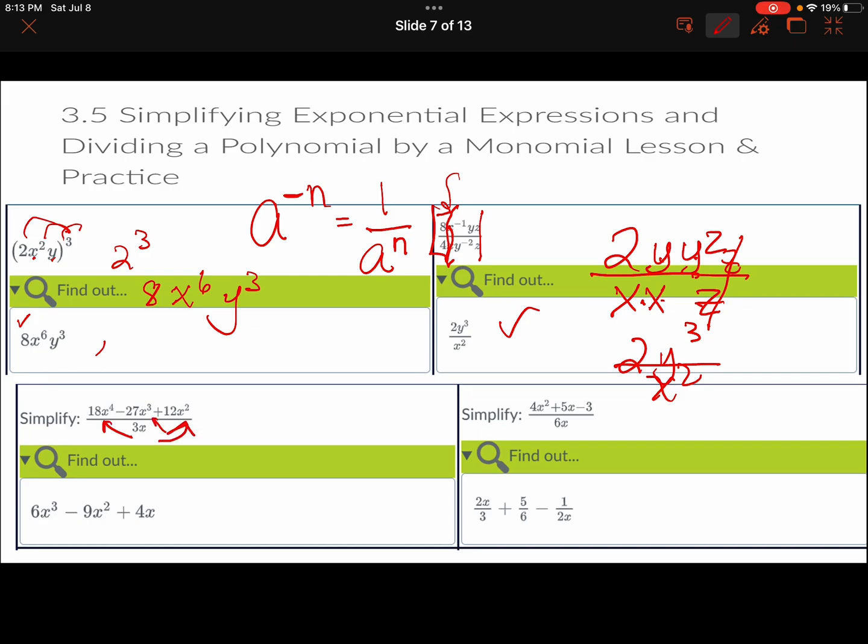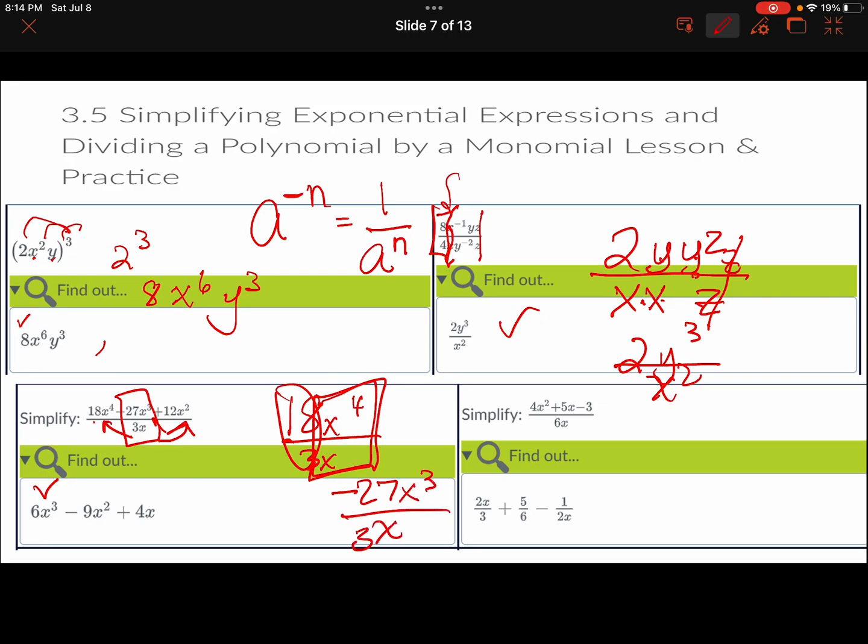Pay attention to sign. So 18x to the 4th over 3x is one term. So you would divide the numbers, 6, and then you would do the exponent rules here. X to the 4th over x would be just x to the 3rd. Then you would take 3x into negative 27x to the 3rd over x, over 3x, excuse me. So a negative divided by a positive gives me negative 9x squared.